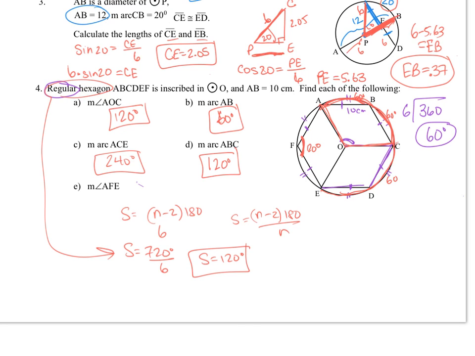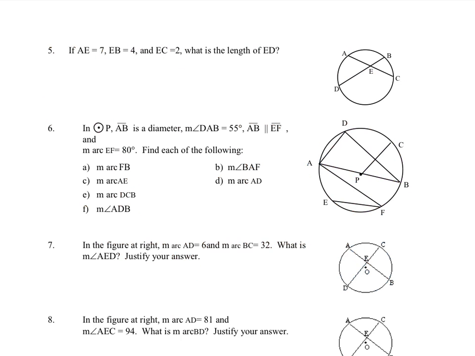Another way, which is probably a little bit easier since we're in this chapter, is that this is an inscribed angle right here. You can find this whole arc, which we already found to be 240. So this inscribed angle will be half of 240, which comes out to be 120 degrees. That way could be easier since we are dealing with arcs and angles. All right, let's move on to the next one.